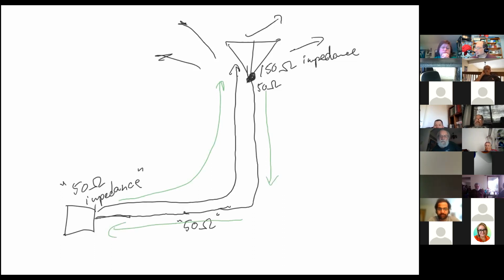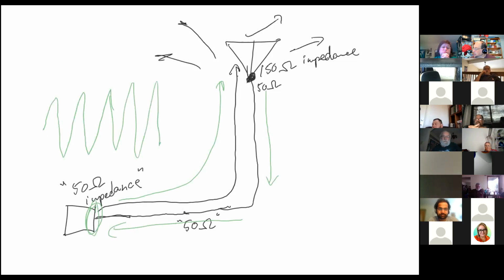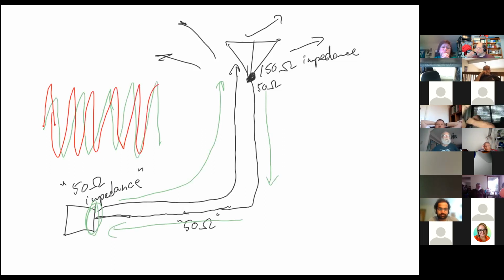In your outputs. In your transmitter. That's right. Which, if your transmitter is operating at a voltage like this, because it is, and then another signal comes back that looks like this, what if they add together? Those are voltages. What would happen if they add together?